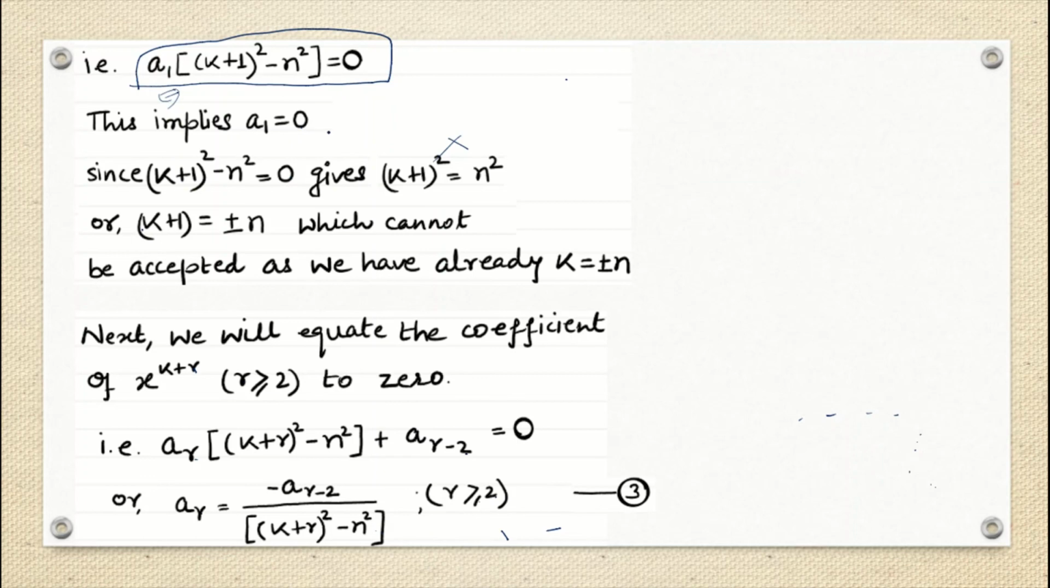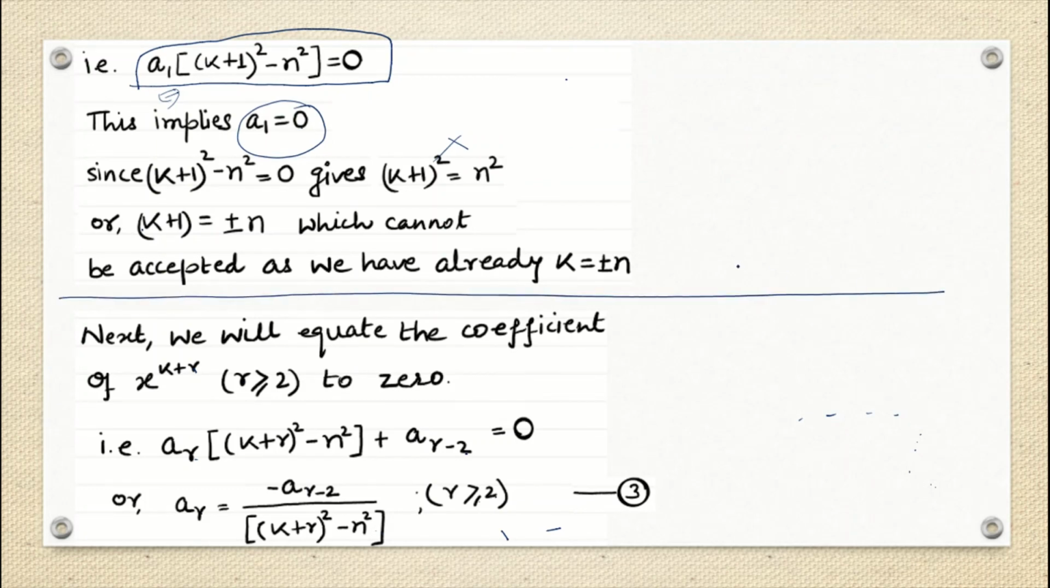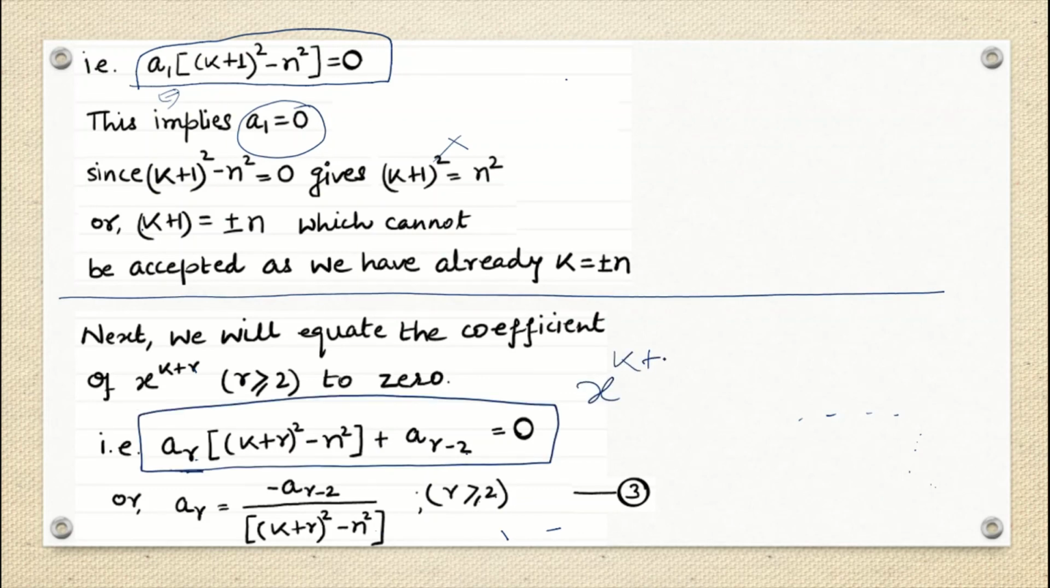So for that you have to accept that a1 is 0. Fine. So you got your a1 is 0. But to start finding out the value of a2, a3, a4 and all, you have to consider both summations. So this is nothing but the coefficient of x to the power k plus r.